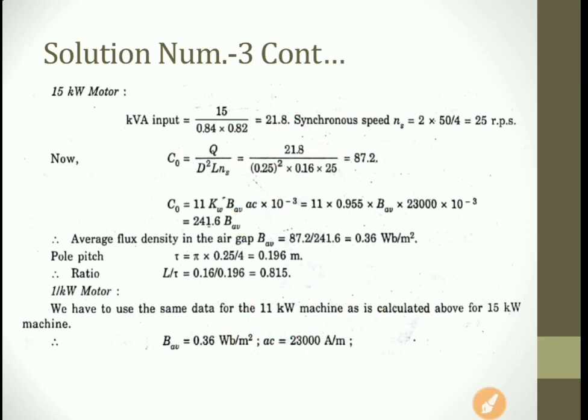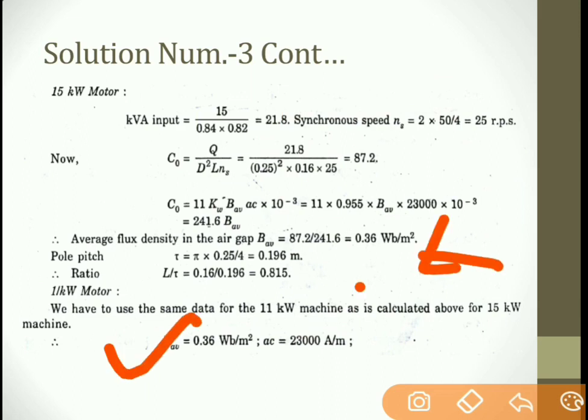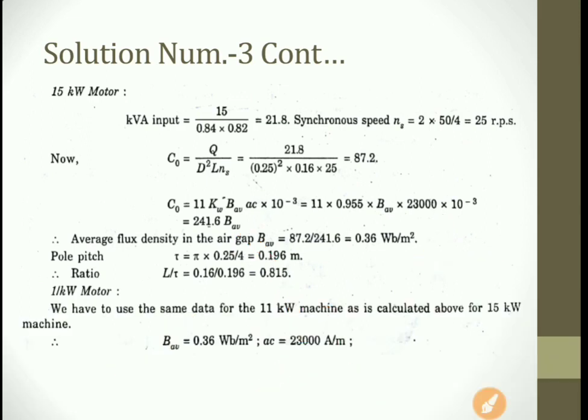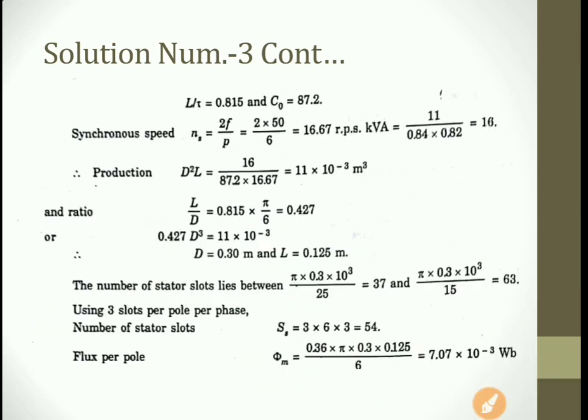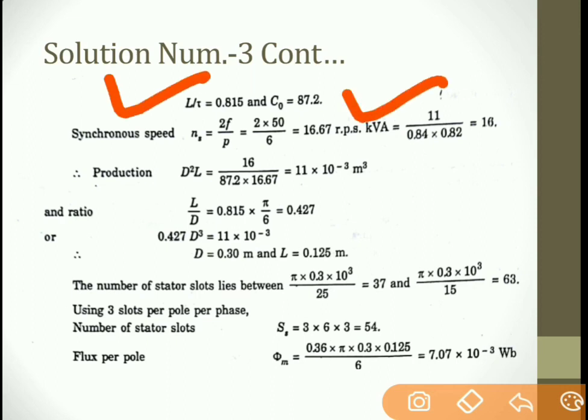So what data do I need? I have considered BAV equals 0.36, which I have calculated here for 15 kilowatt. AC was the value already given in the problem for 15 kilowatt. The same value I am going to consider for the 11 kilowatt motor also. Further, the L by tau value and the C0 value are calculated for 15 kilowatt, and the same values I am considering.